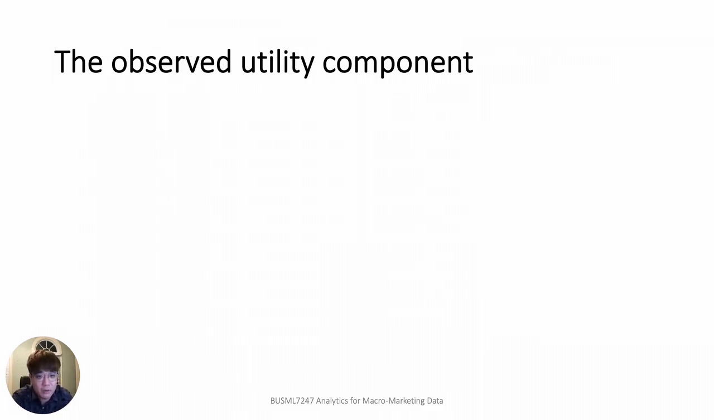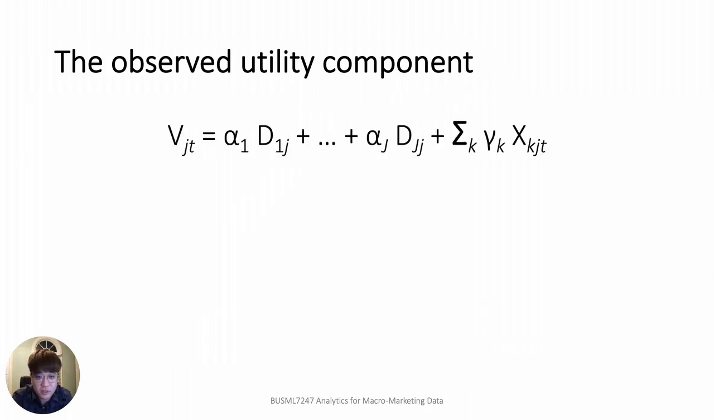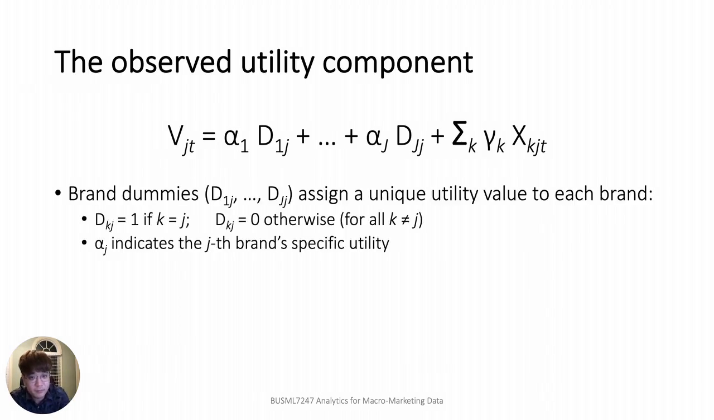I'm going to talk about the user specification of the observed utility component. In general, the observed utility component looks like this equation. The equation consists of two components. One is brand dummies, denoted D. Those dummies assign a unique utility value to each brand.